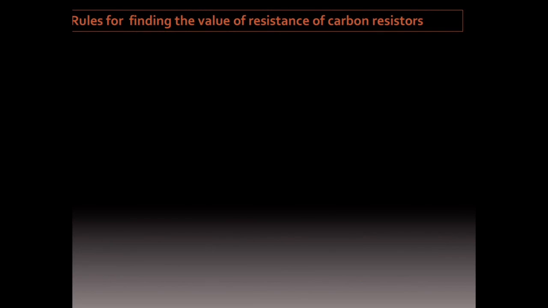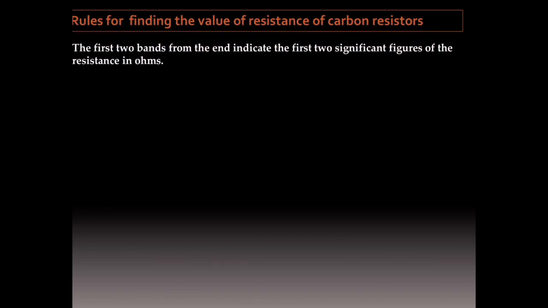Now the rule for finding the value of carbon resistors. If you see any carbon resistor, there are 4 bands: band 1, band 2, band 3 and band 4. The first 2 bands will indicate the first 2 significant figures.